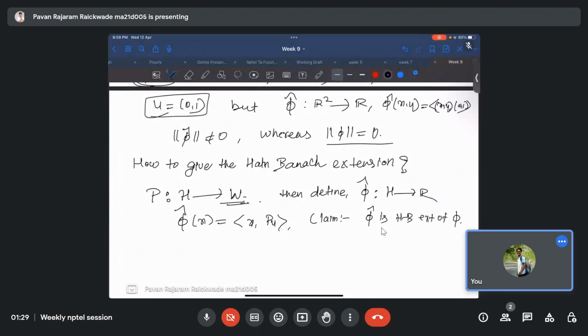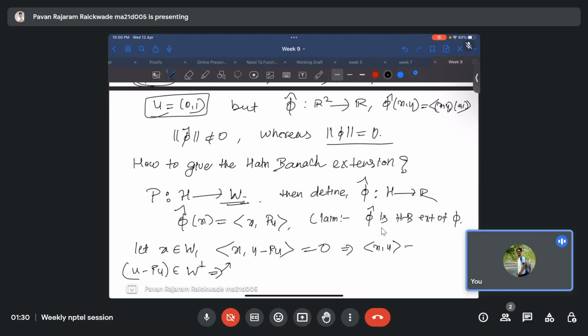Okay, so first, phi hat is a continuous linear function, no problem. Now, let x belong to W. What is the inner product of x with u minus Pu? Because P is an orthogonal projection from H to W, u minus Pu belongs to W perp. This implies the inner product of x with u minus Pu is 0 for all x belonging to W. That means the inner product of x with u is the same as the inner product of x with Pu. That means phi tilde restricted to W is phi.